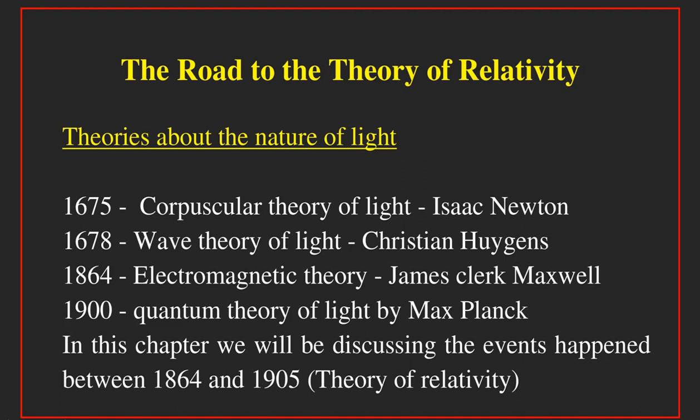In 1675, there was the corpuscular theory of light, in which light was assumed to be particles, and this theory was formulated by the famous Sir Isaac Newton. Around the same time, there was another theory formulated by Christian Huygens, in which light was considered to be a longitudinal wave similar to sound waves. Later, this theory was modified, as the nature of light was taken to be a transverse wave.